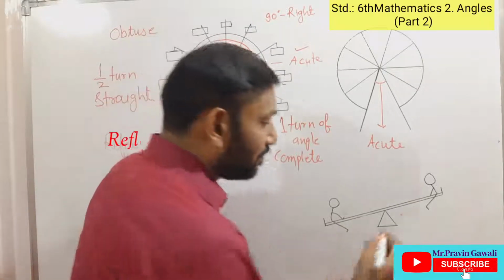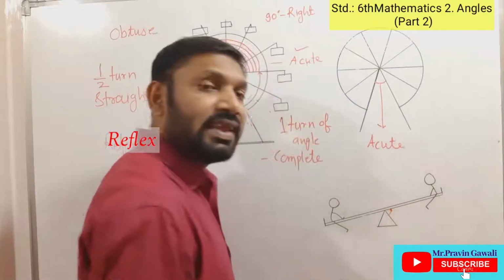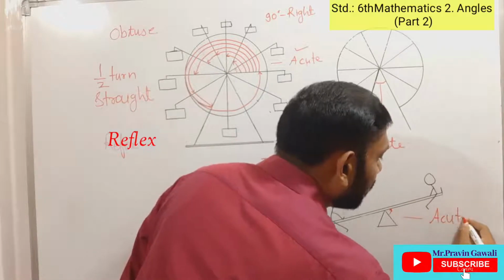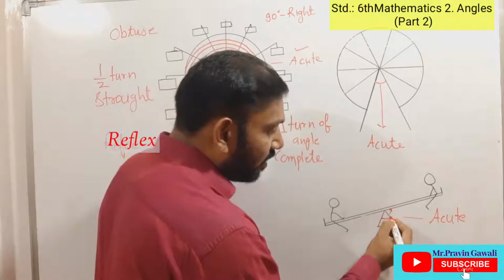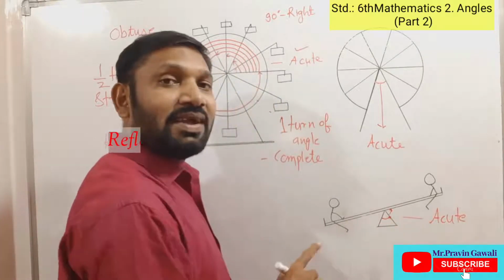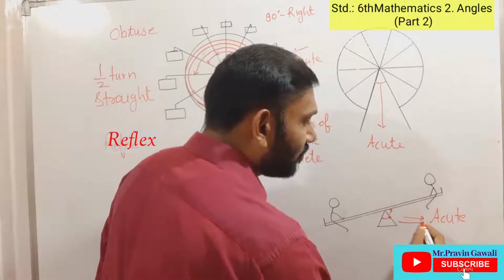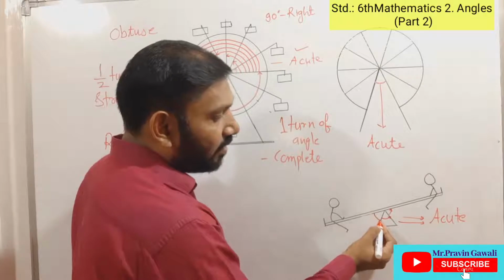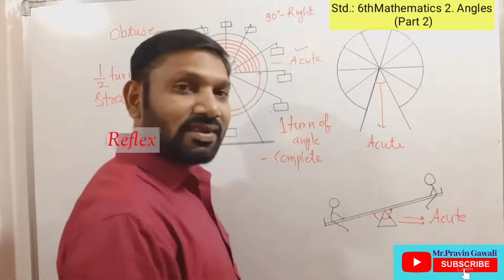So let's see. Student, if we see this angle, it is definitely less than 90 degree. It is known as what? Acute angle. Okay student, again if we see this angle, it is less than 90 degree, so again it is acute angle. Now again if we see this angle, it is also acute angle. Okay student, got it? Yes.